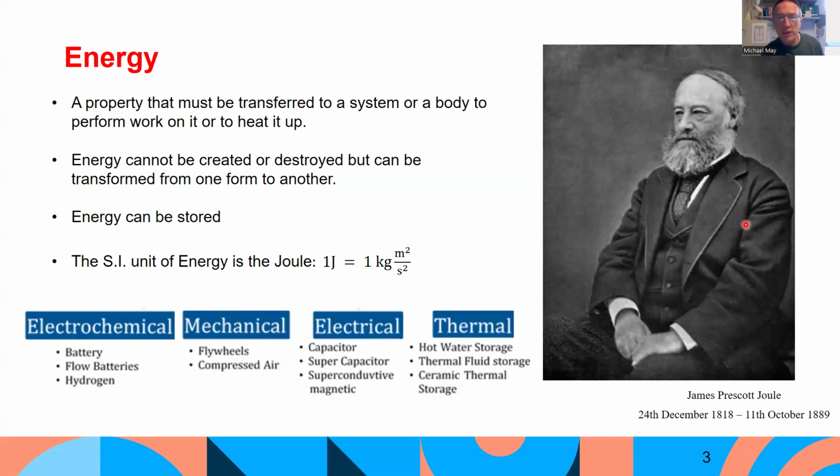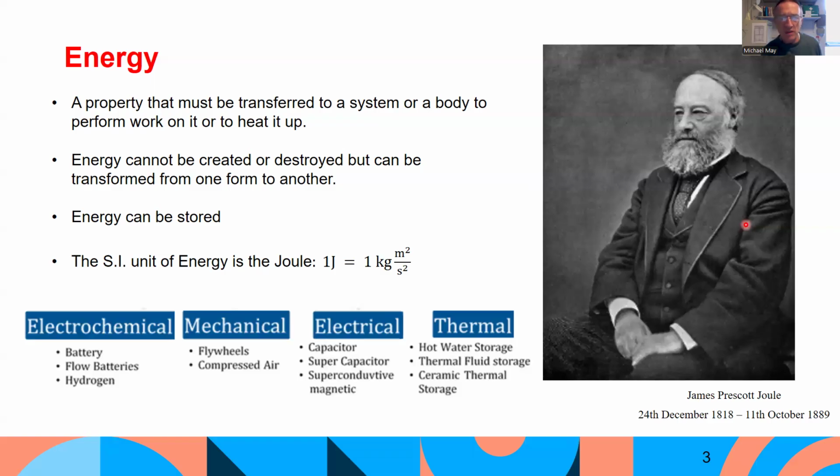But from the book that we deal with, it's defined as a property that must be transferred to a system or a body to perform work on it or to heat it up. So the example there would be the hydrogen-based fuel being transferred to the rocket, which is the system. And you can see the heat being generated, and ultimately the work is the rocket moving up into the sky. The interesting aspect about energy, it can't be created nor destroyed, just transformed from one form to another. That's essentially the first law of thermodynamics and the conservation of energy.